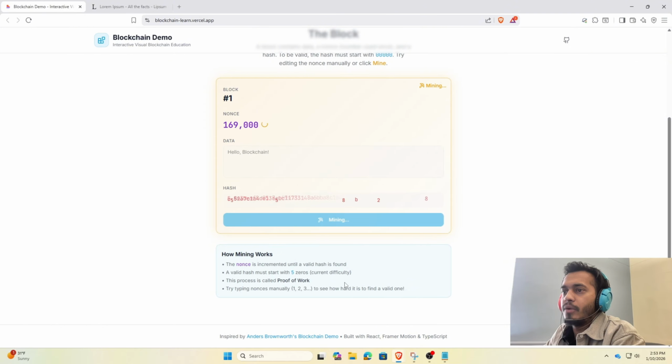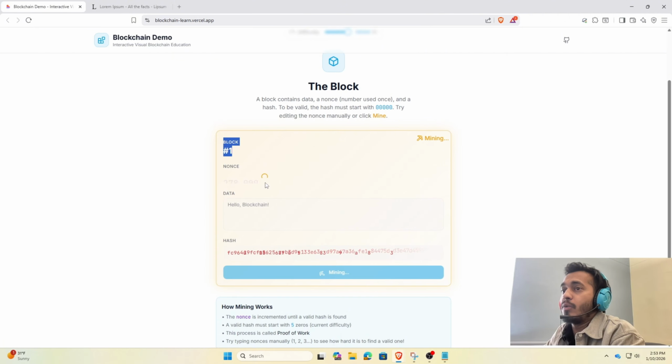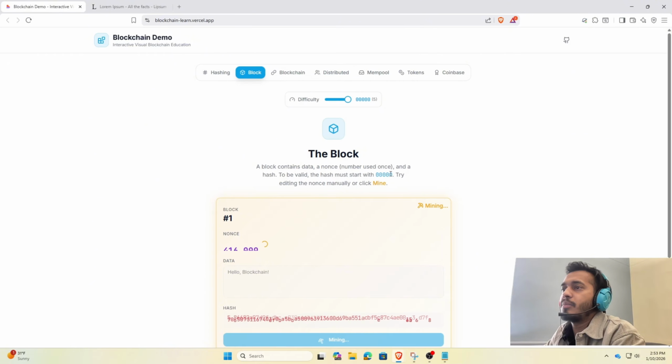Okay, so this is all about proof of work in a single block. So what does a block contain? It contains a block number and the random number which, when combined with the data and the block number, produces the hash. That hash must start with the required number of zeros, and that number is defined in the protocol of the blockchain.